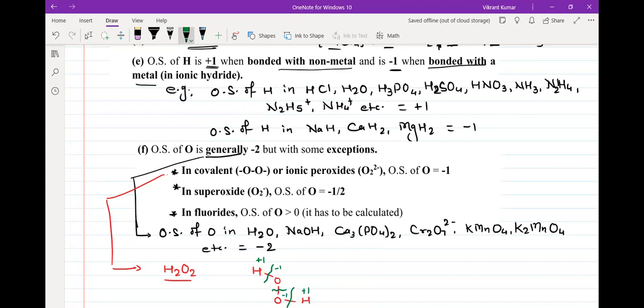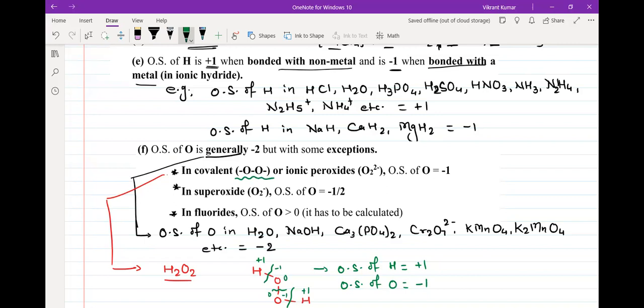0 and 0, na? There is no electronegativity difference. Both are identical atoms. That's why, if you see, now if I ask you, oxidation state of H, it is +1. But if I ask you oxidation state of O, it is how much? It is -1. Is it okay? And that's why I told you, whenever we are having this peroxy linkage, this is called peroxy linkage, OO bond is there.